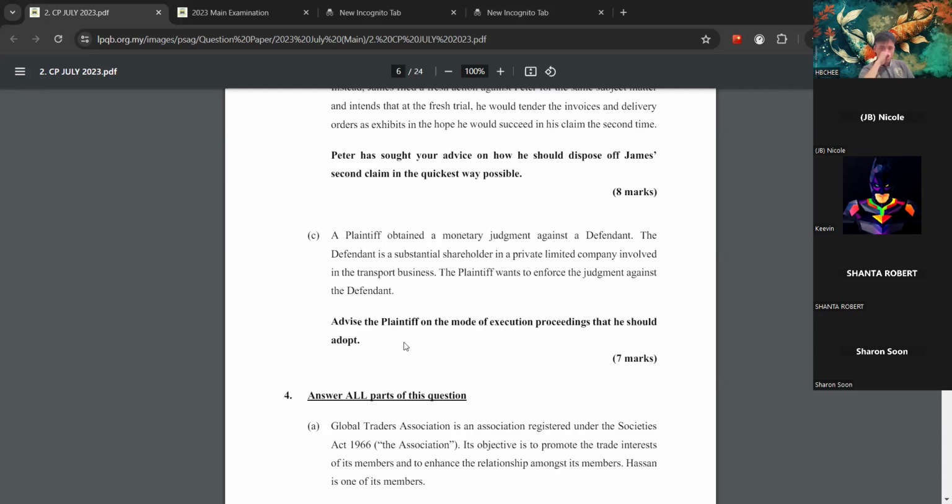According to Section 6 of your Limitation Act, the plaintiff is given 12 years to enforce the judgment. The limitation period to enforce a judgment is 12 years. So you may put a few lines in the lead just to tell the examiner that there is a limitation period for the plaintiff to enforce the judgment. After the brief explanation, then you can go to your Order 50, rule 1, 2, 3, 4. Is that okay?